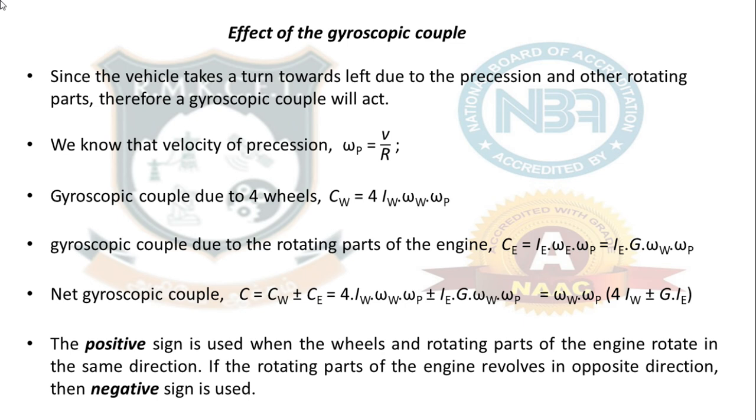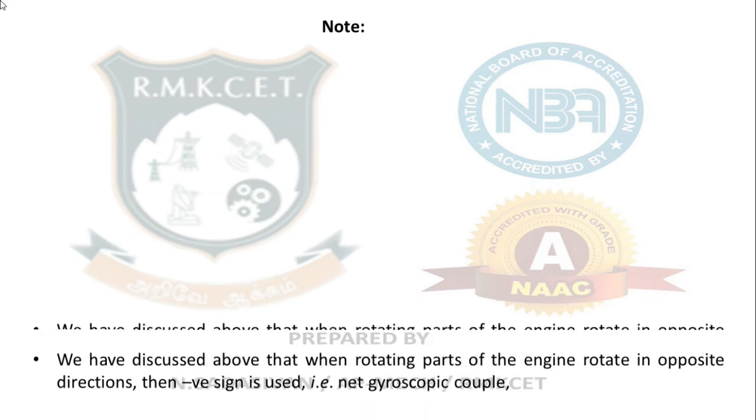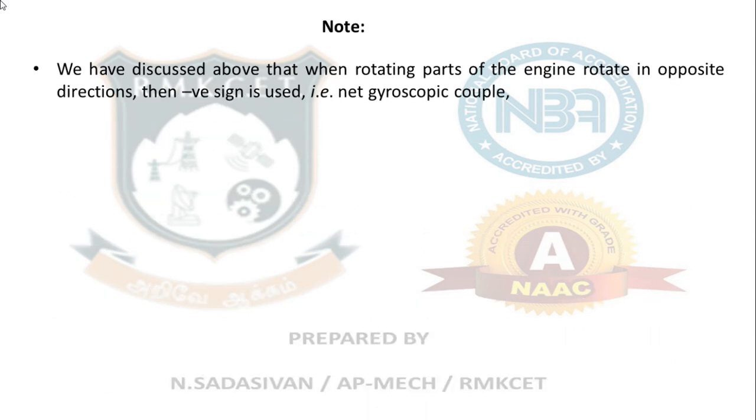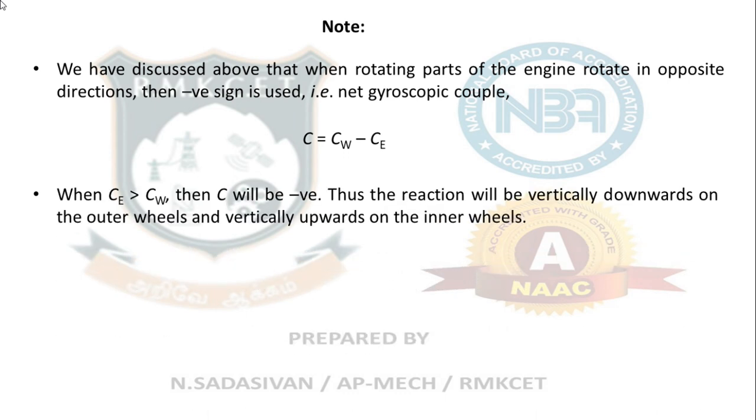So the positive sign is used, as I told, when the engine rotation direction is same as the wheel. Otherwise, use negative. Now some note on the negative sign. If you put the negative sign, what will happen? If the engine couple is greater than the wheel couple, then this gyroscopic effect that we have discussed earlier will come in the opposite direction. Therefore, earlier the car was tending to roll to the left and fall down. Now it will try to roll to the right and fall down because the gyroscopic effect is reversed.